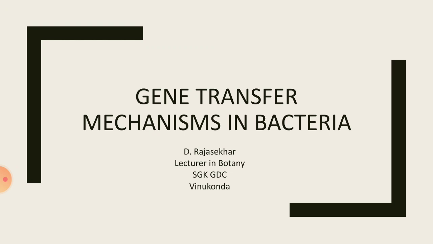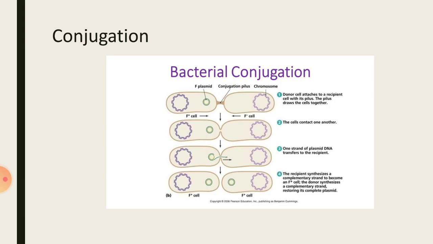Here in gene transfer mechanisms, genes get transferred from one bacterial cell to another bacterial cell, so that we can expect recombinations and new strains of bacteria, but not an increase in the cell number. In the previous video, we learned different reproduction patterns of bacteria. In this video lecture, we are going to learn three different types of bacterial gene transfer mechanism. The first one is conjugation.